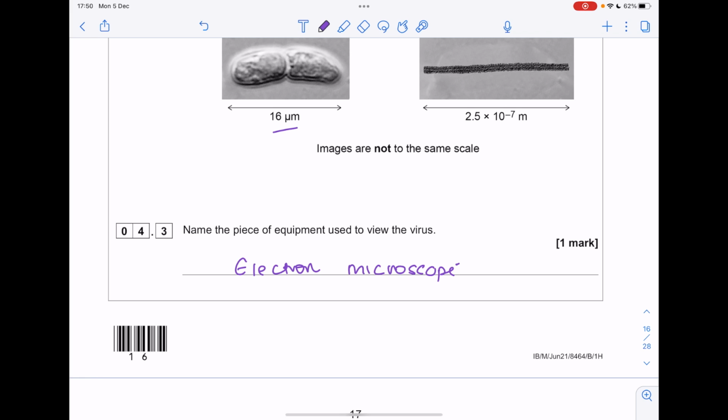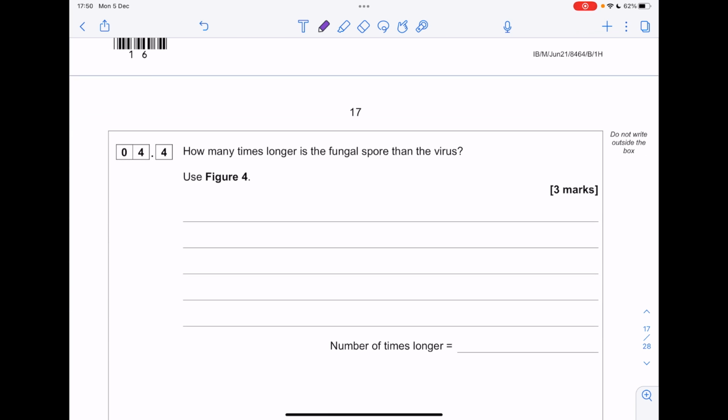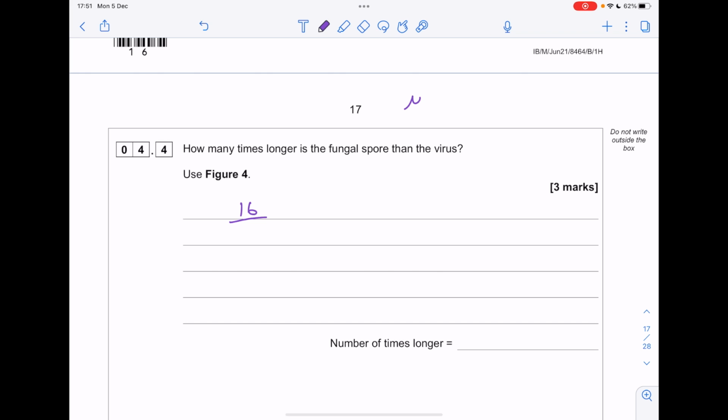Look at the size difference: 16 micrometers versus 2.5 times 10 to the minus 7 meters. How many times longer is the fungal spore compared to the virus? So we do need them in the same unit. Because we need them both in meters, or at least in the same unit, this is how we go about it. Divide by 1,000 twice. So effectively you're dividing by 1,000,000.